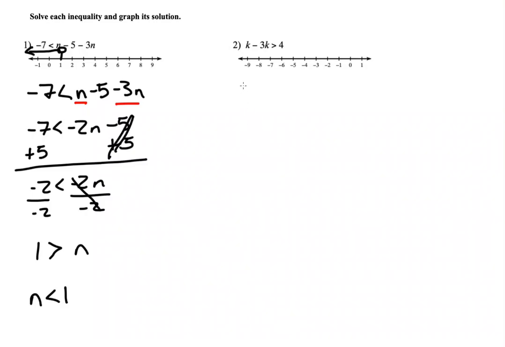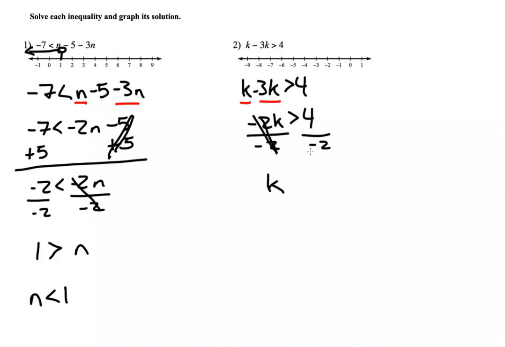Let's take a look at number 2. k minus 3k is greater than 4. So once again, I have to combine my terms. I've got a k and a -3k. So when I put those together, k minus 3k is -2k. And that's going to be greater than 4. And I want to isolate my k. So to do that, I'm going to divide by -2. And of course, if I do that to one side, I have to do it to both sides. The -2's cancel. And on the left, I'm left with just k. And on the right, 4 divided by 2 would be 2.